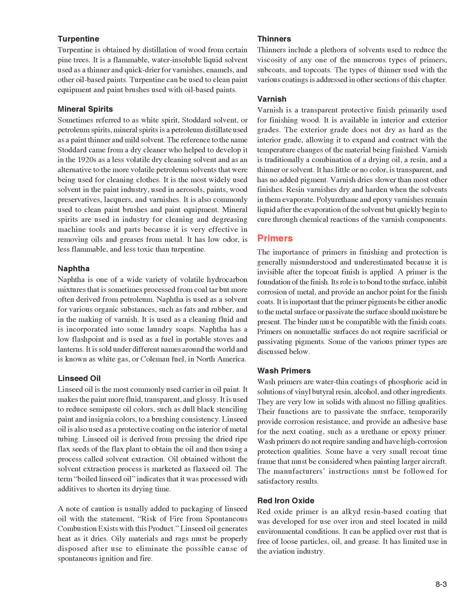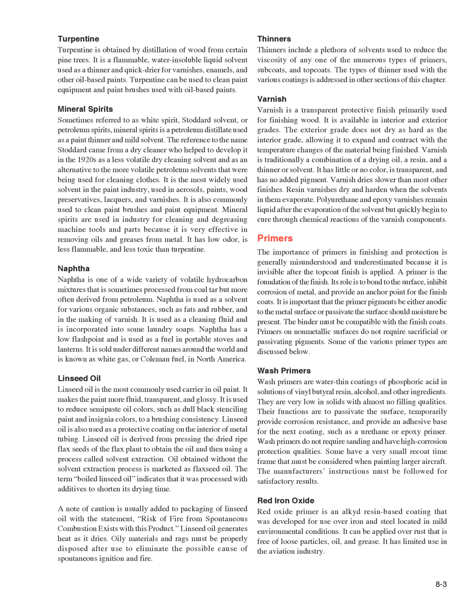Naphtha. Naphtha is one of a wide variety of volatile hydrocarbon mixtures that is sometimes processed from coal tar but more often derived from petroleum. Naphtha is used as a solvent for various organic substances, such as fats and rubber, and in the making of varnish. It is used as a cleaning fluid and is incorporated into some laundry soaps. Naphtha has a low flash point and is used as a fuel in portable stoves and lanterns.